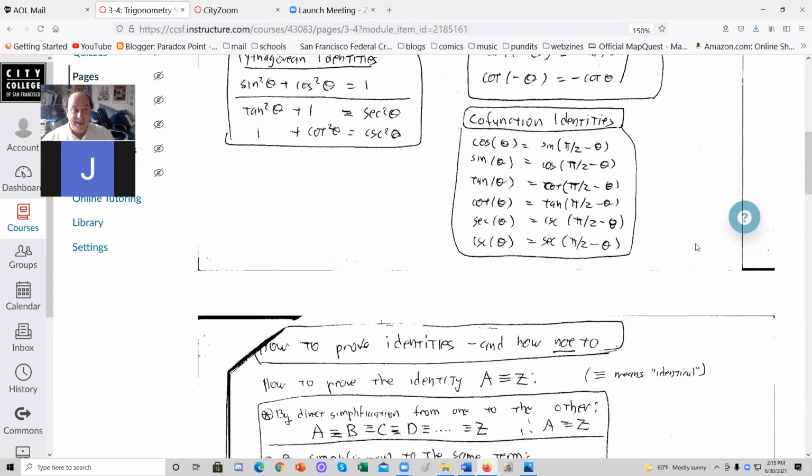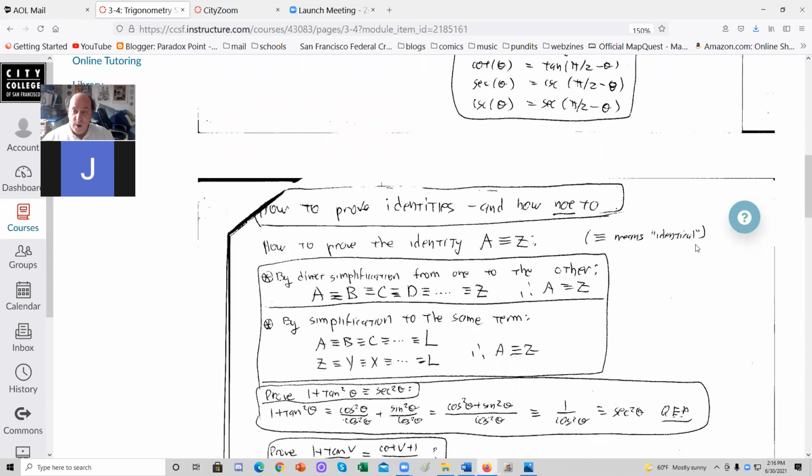Now, this section is a little unusual in that it asks you to prove identities. Here, it's not enough to simply say it's true or false. I actually require you to go through the steps. And there are correct ways to go through the steps and an incorrect way. One correct way is by direct simplification from one to the other to prove that A is identical to Z. Oh, and by the way, if you write it with three lines like this, it means identical, not just equal. So you start from A and you simplify that to B, and you simplify that to C, you simplify that to D, and in the end we get Z, and therefore A is identical to Z.